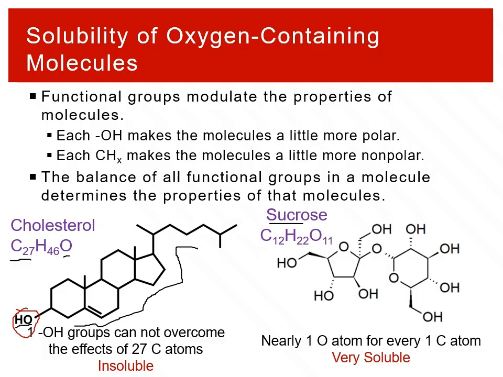Sucrose, on the other hand, which would be like sugar, 12 carbons, 11 oxygens. You will note there is basically one oxygen for every carbon atom. They show up as both: we have hydroxyl groups over here, kind of decorating the outside. We also have plenty of ether oxygens in the structure of the molecule. And that overall allows for high levels of polarity.